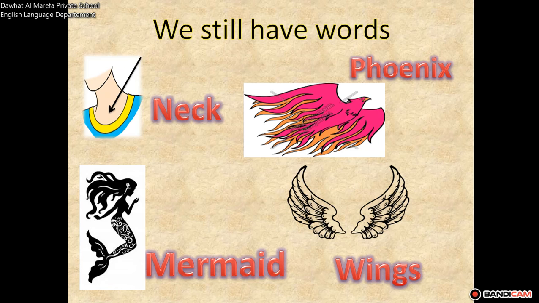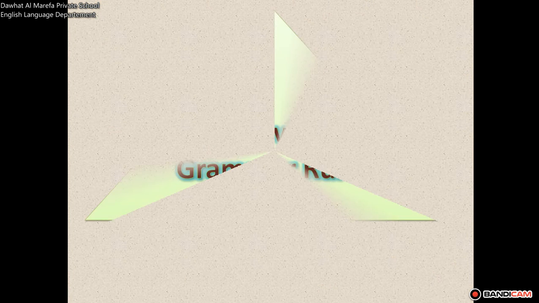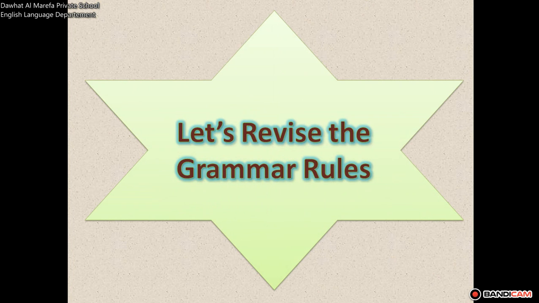After you finish your dictation, give yourselves stickers if you did it very well. If you didn't, you have to write the words 3 times in your copybook in order to make sure that you study them again. Now let's start our grammar rules revision.